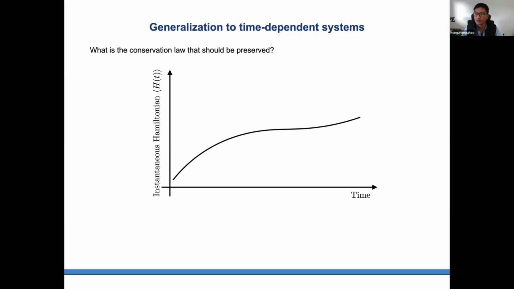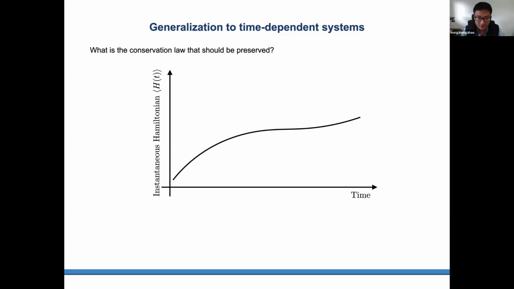But then the question is, in order to slightly modify our algorithm, what is the conservation law? What should we preserve in order to decide the error in our system?